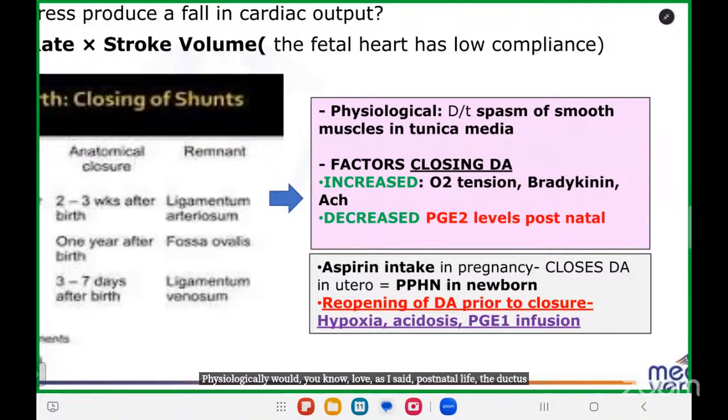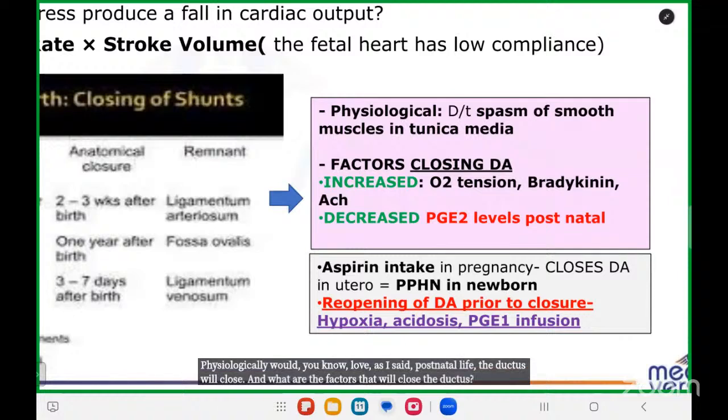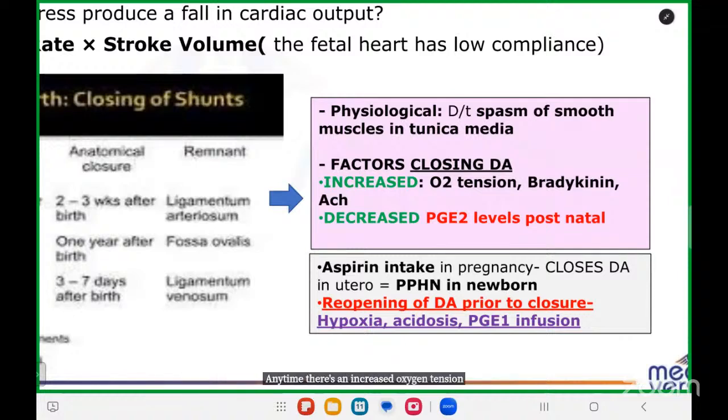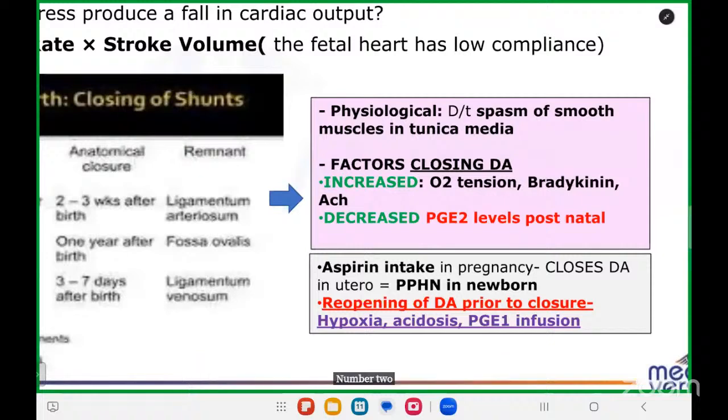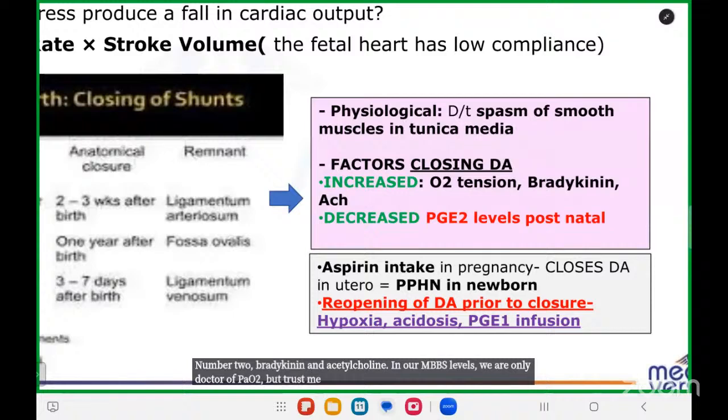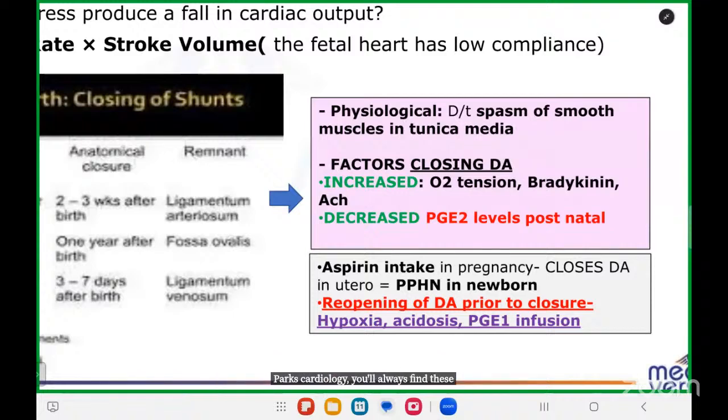And what are the factors that will close the ductus? Anytime there's an increased oxygen tension, that is why I said increased PaO2 is the most important and significant factor that will lead to the closing of the ductus. Number two, bradykinin and acetylcholine. In our MBBS levels, we are only taught PaO2, but trust me, when you read books like Nelson, when you read books like Park's Cardiology, you'll always find these two things coming in, bradykinin and acetylcholine.